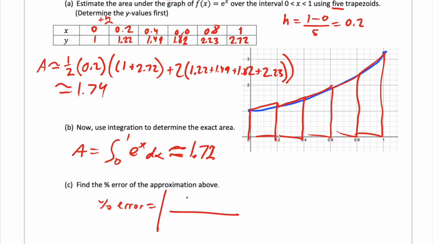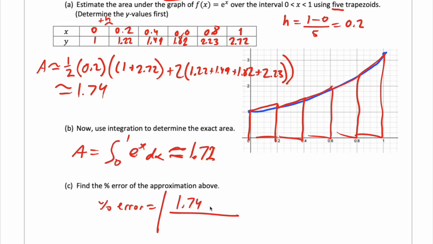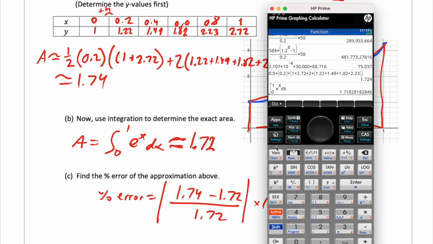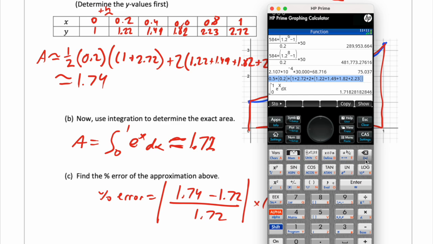Okay, the approximate area is 1.74. The exact area, well, it's not technically exact, but it's very, very close. It's not exact because we rounded, but let's do it anyway. So let's do 1.74. Actually, we can use this value here and just copy and paste.